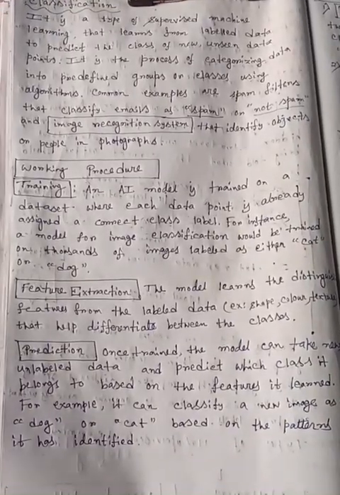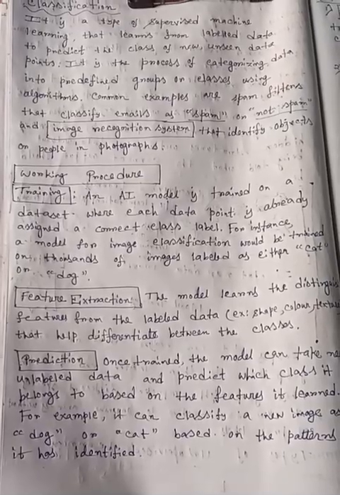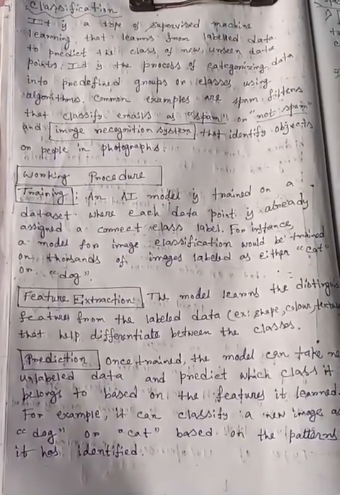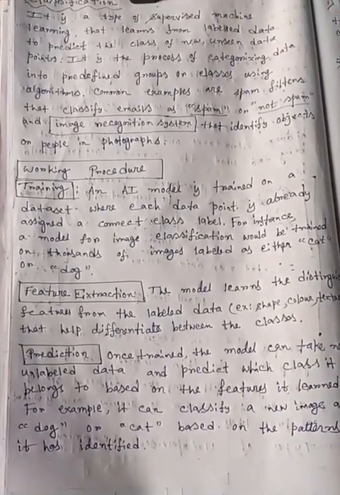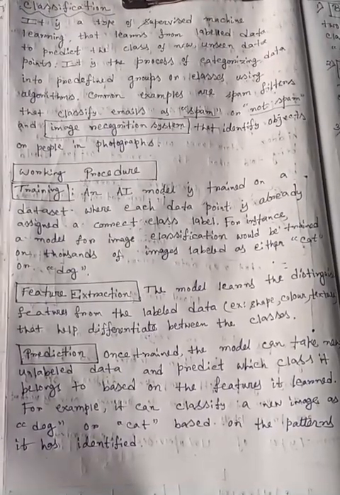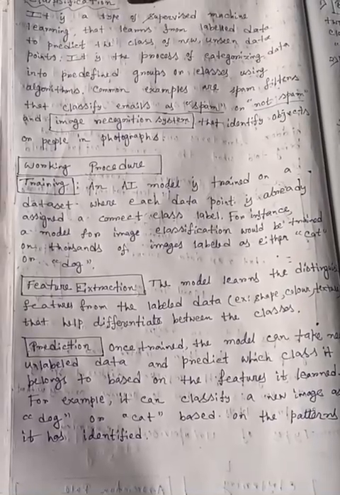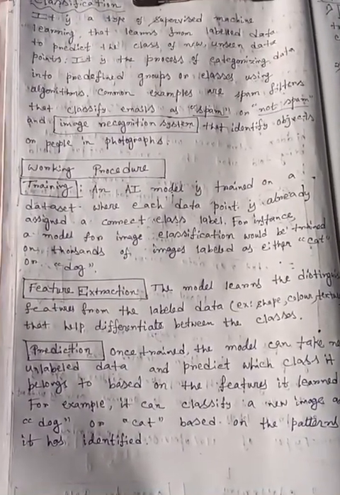So classification is a type of supervised machine learning that learns from labeled data to predict the class of new unseen data points. Supervised learning, as the name suggests, trains the model using labeled data to predict the class of new unseen data points. It is the process of categorizing data into predefined groups or classes using some algorithms.